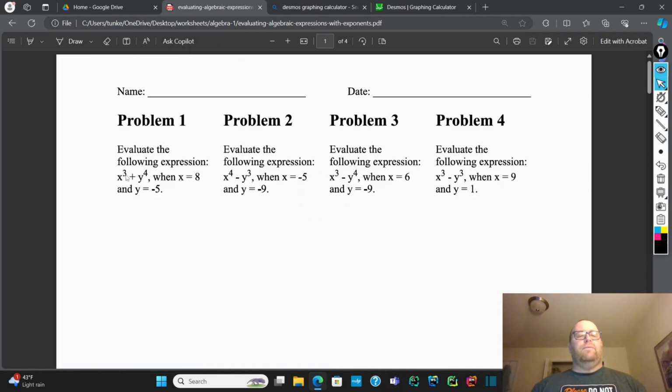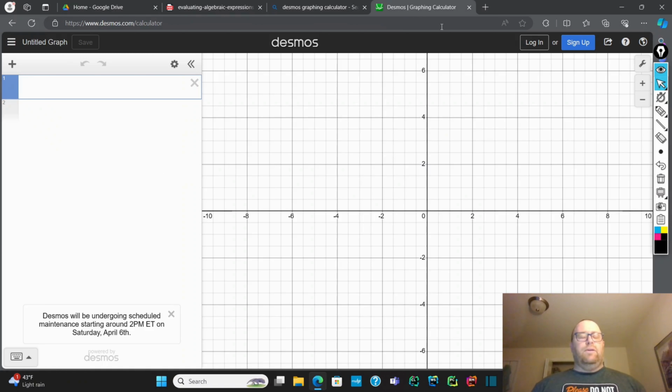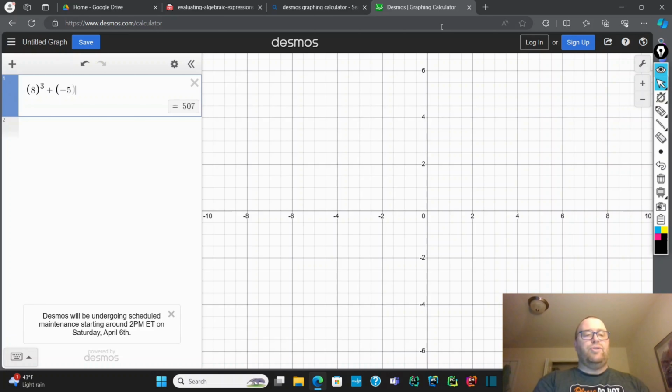Again, so I have 8 cubed plus y to the fourth. Okay, or negative 5 to the fourth power. So I'm going to do 8, and I do shift and 6 to get the exponent cubed. Do the right arrow to bring it down, plus, and then again, I want to do it in parentheses. I'll show you the difference in a minute. Negative 5, shift 6 to get the exponent to the fourth power, and we get 1,137 here.